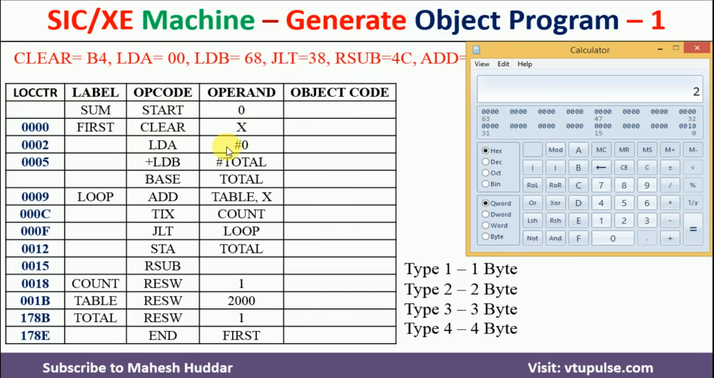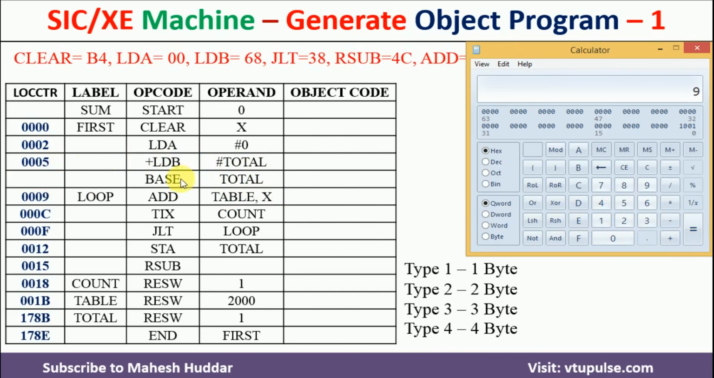Now this instruction is type 3 because there is no register. If there is a register, it is type 2, and if there is a plus, it will be type 4. Because there is no register and no plus, this instruction is type 3. If it is type 3, we need to add 3 to this one. If I add 3, I will get 5 here. That is what I have written. And this next instruction is of type 4 because the plus is there. So I will add 4 to this one, and I will get the next one as 9.